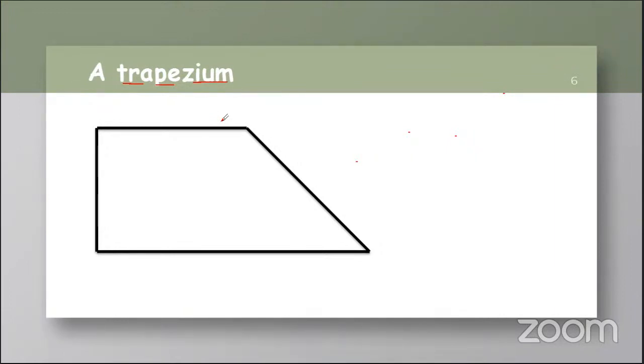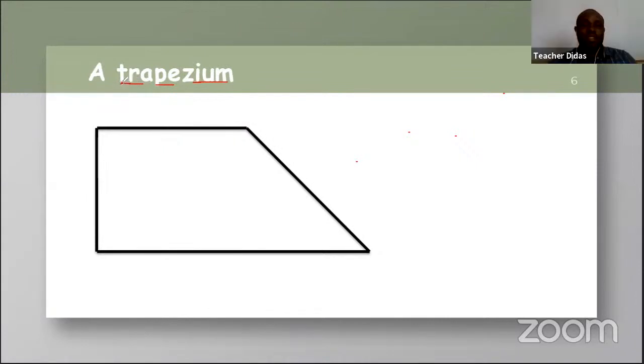T, R, A, P, E, C, I, U, M. The word is trapezium.